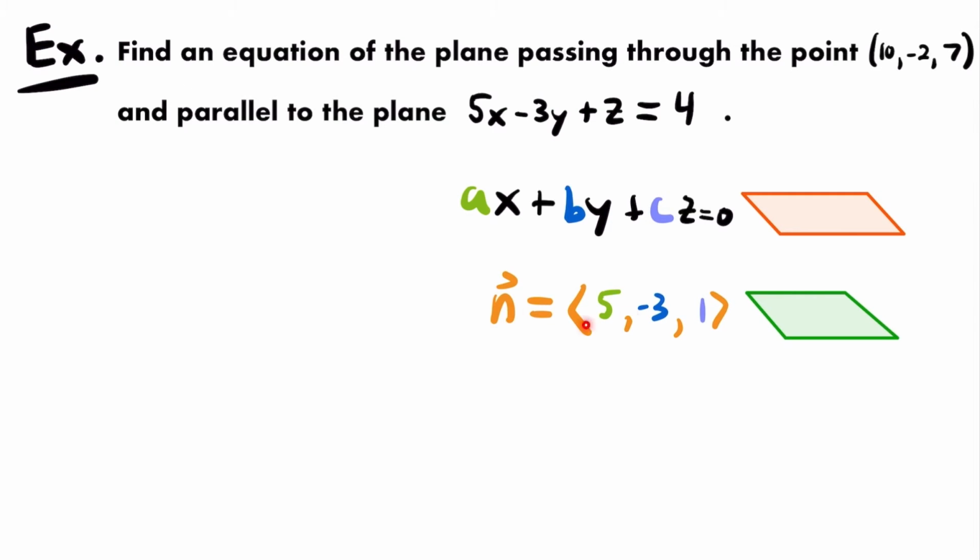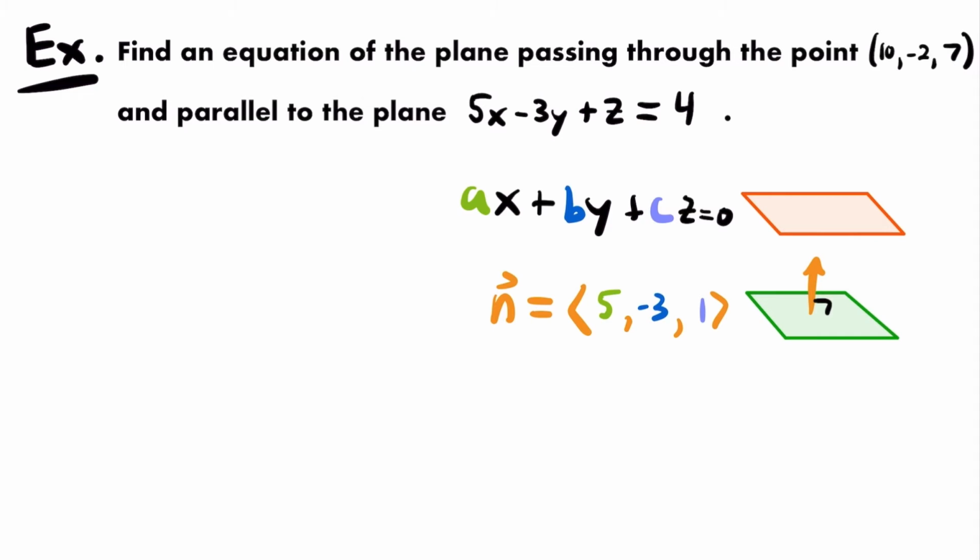And so that is the normal vector for this plane that's parallel to the plane that we want to find an equation for. And so that vector might look something like that. It's perpendicular to the plane. And so that's good and all. That's helpful to know. But how do we use that normal vector to find a normal vector for this plane that we want to find the equation for?